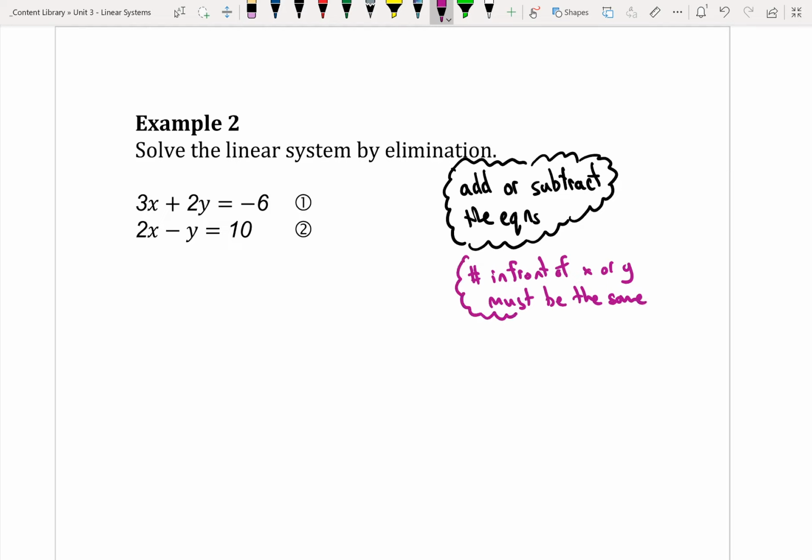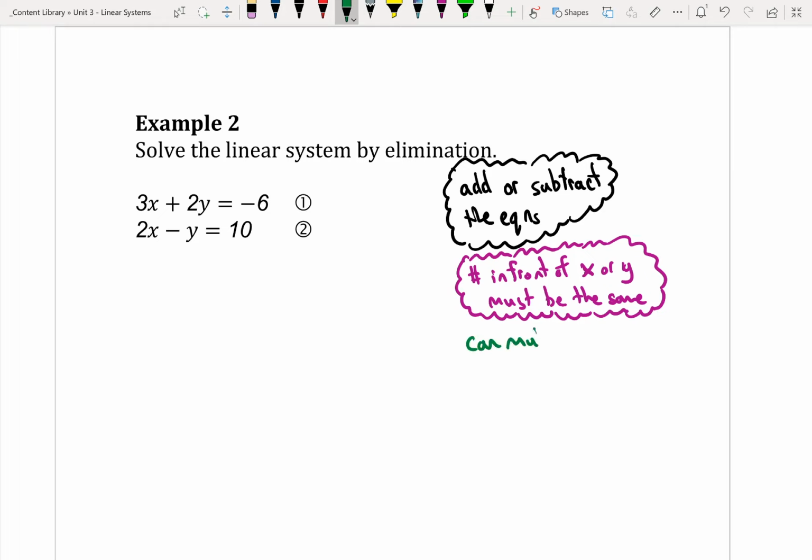So in order to solve by elimination, the number in front of x or y, it doesn't matter which one, right? Because we saw in the last example that we can solve either way. The number in front of x or y must be the same. Now, if it's not the same, we can multiply one or both equations to get it to be the same.